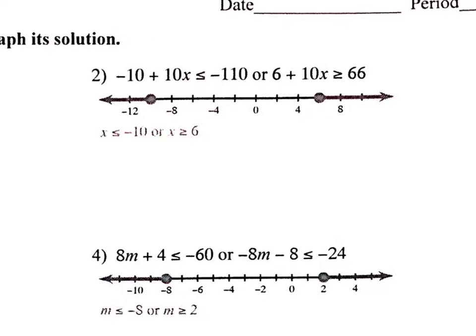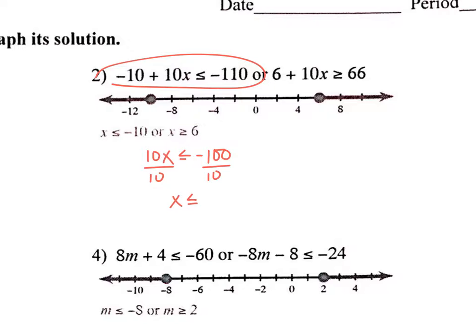All right, question 2. So let's solve these out separately. So my first one, I'm going to add 10 to both sides because that's a negative 10. So 10x squared is less than or equal to negative 100. Divide by 10. I'm not dividing by a negative number here, so my symbol is not going to turn around. X is less than or equal to negative 10. Again, this is an or problem, so I can put my answer directly on the graph. Closed circle and to the left.